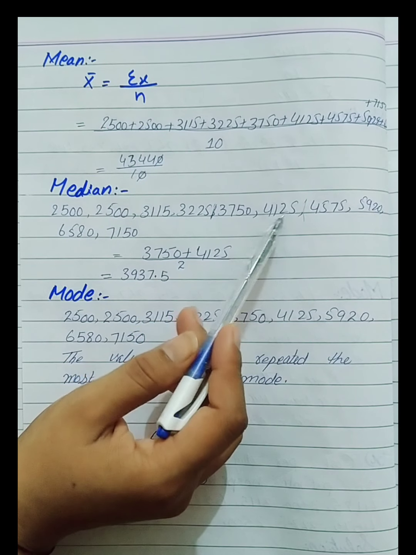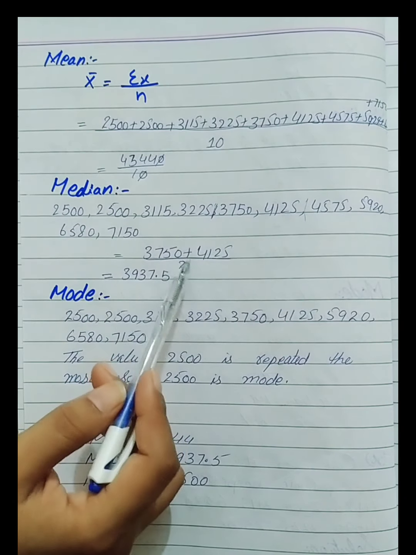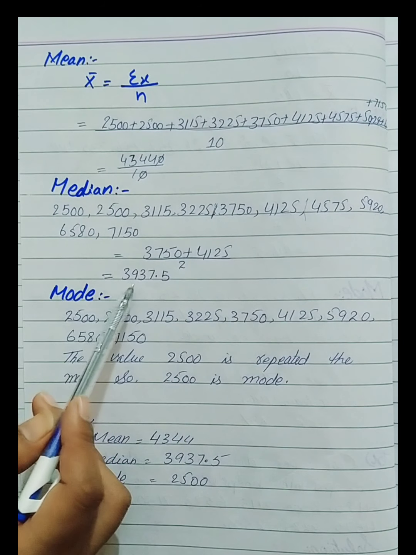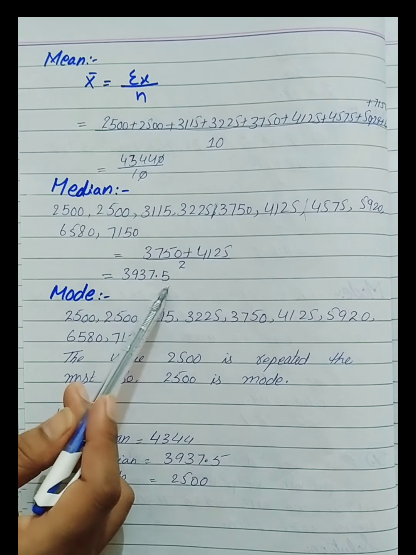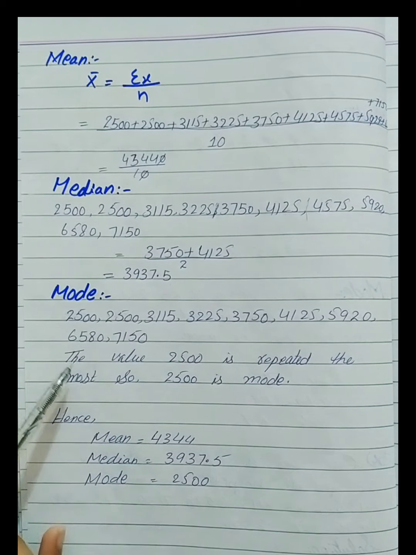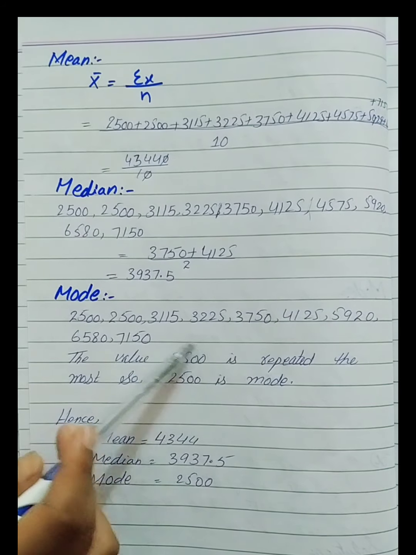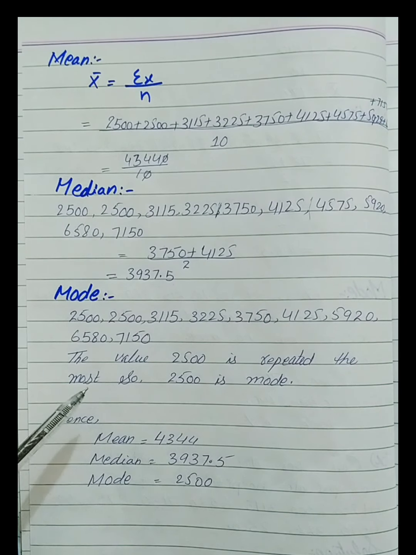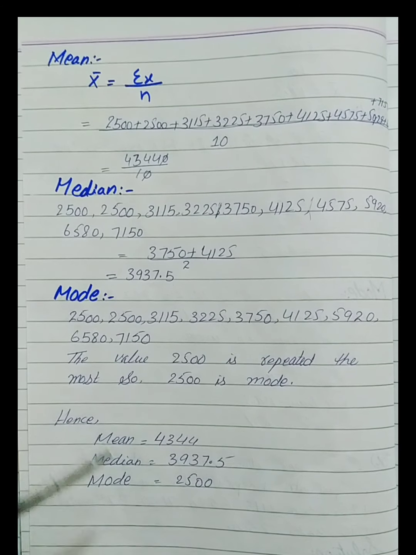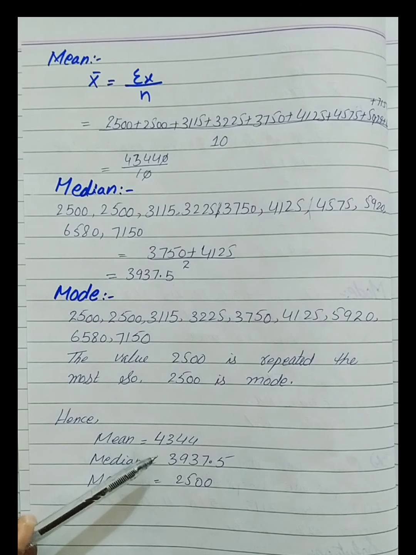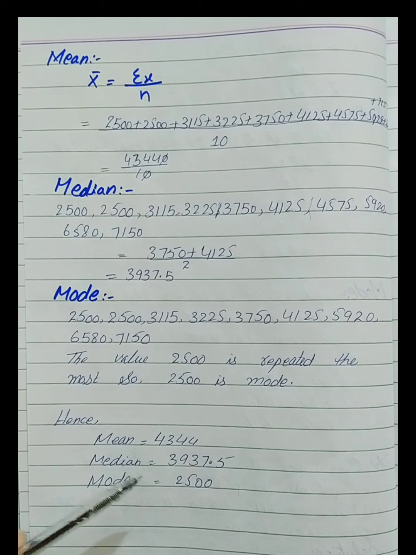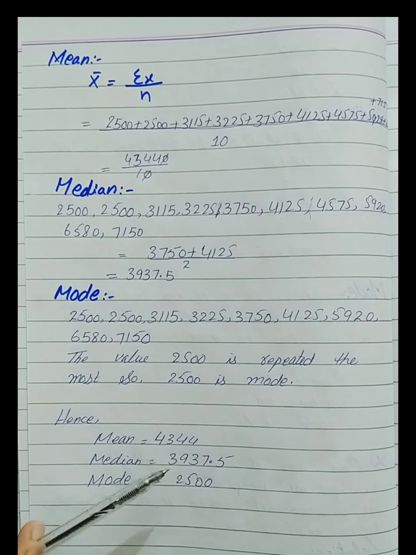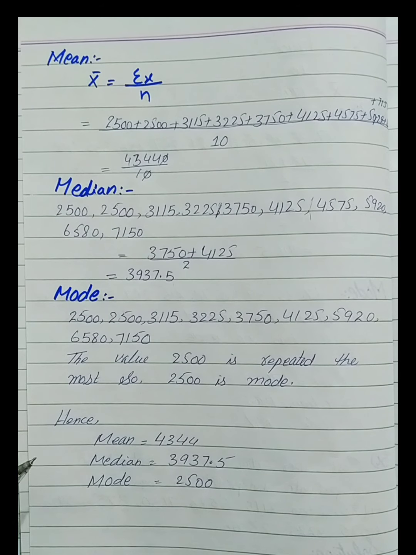So we get 3750 and 4125. We add both values and divide by 2. We get 3937.5, which is the median. Mode is 2500 because 2500 is repeated. So the mean is 4344, the median is 3937.5 and the mode is 2500.